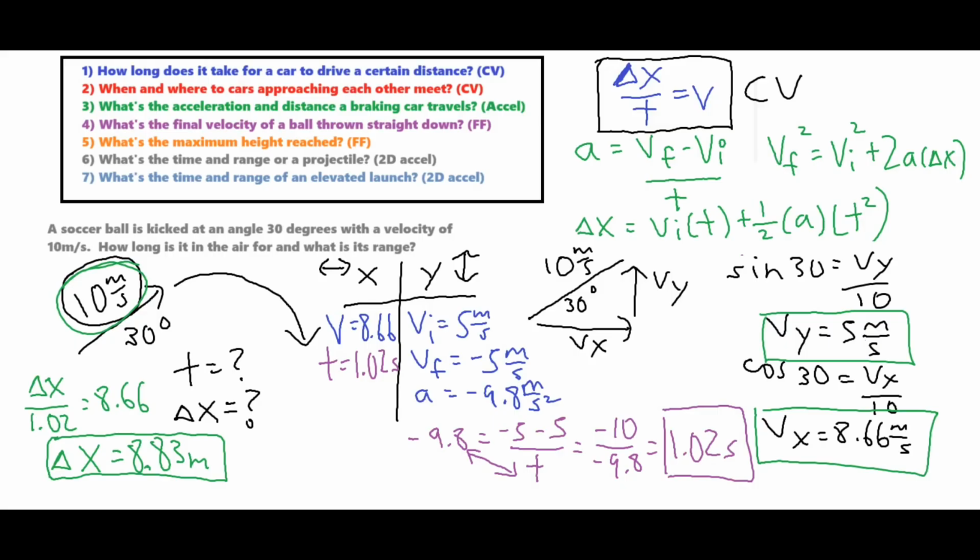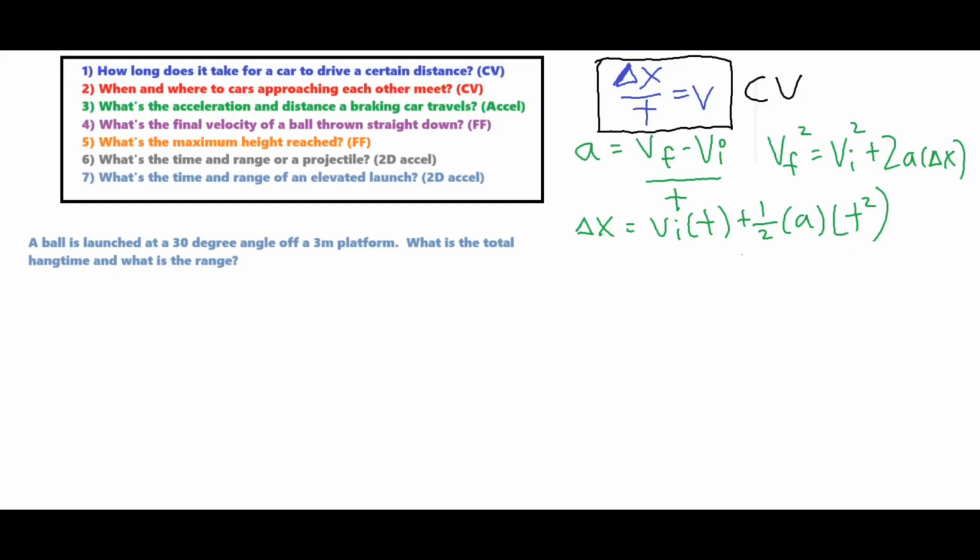All right, let's get to our very last one, a time and range for an elevated projectile launch. Now for this problem, I used the same angle and velocity as the previous one to make things a little bit more simple. So the ball is launched at a 30-degree angle, and that was at 10 meters per second like the previous one, but it's off a 3-meter platform.